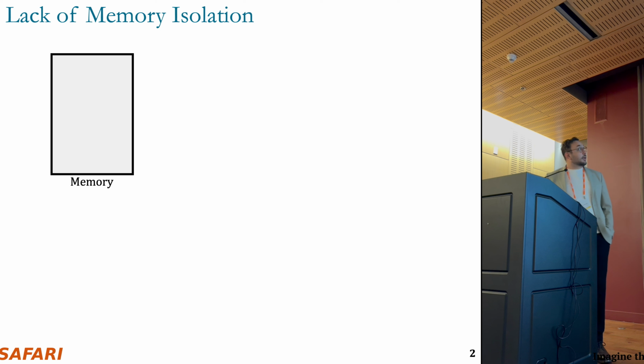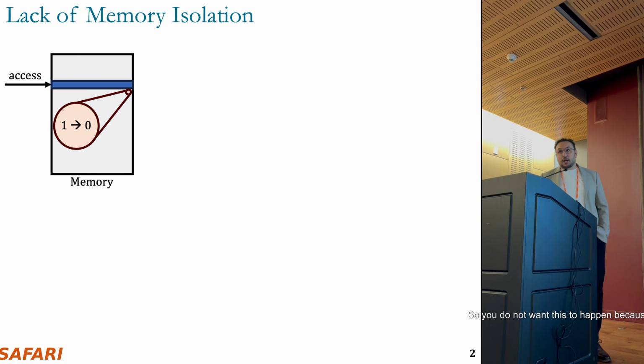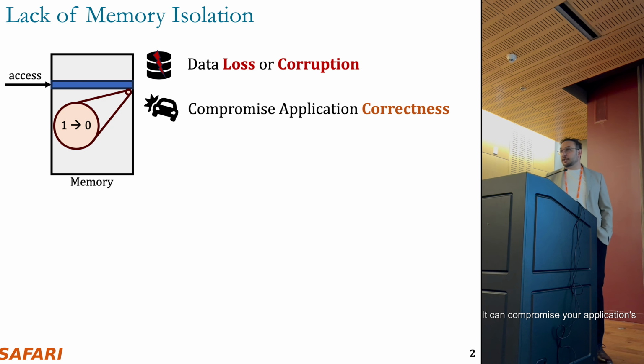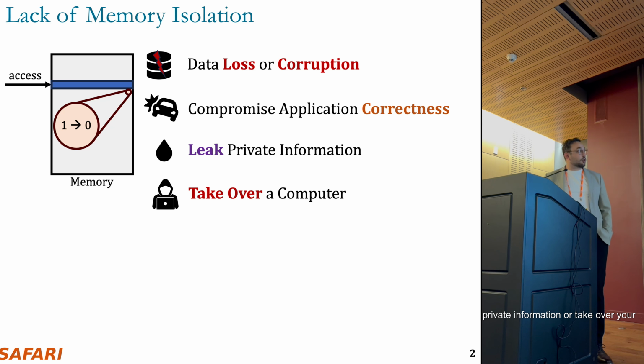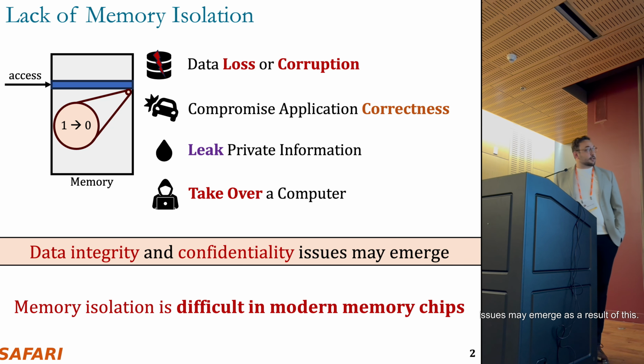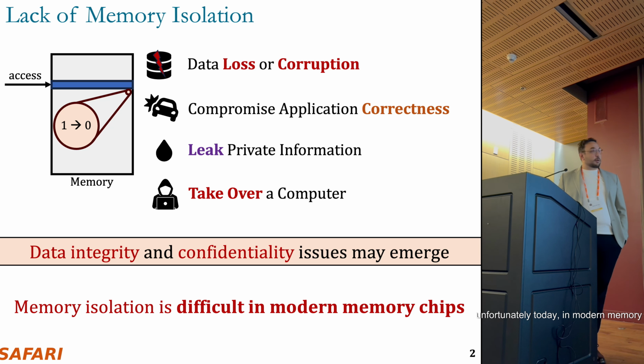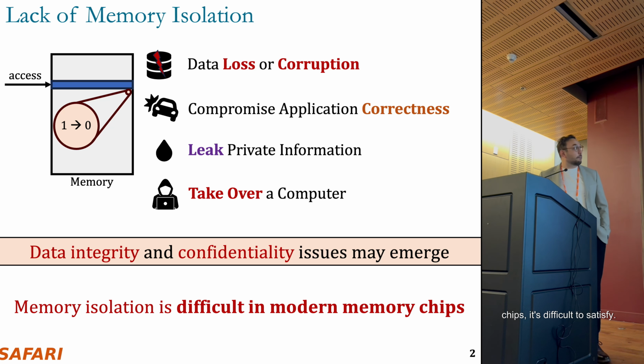Imagine that this is your memory and you perform an access to a particular location in your memory and you observe a data bit change in another location. You do not want this to happen because it might lead to data loss or corruption. It can compromise your application's correctness. It can be used against you to leak your private information or take over your computer. So data integrity and confidentiality issues may emerge as a result of this. This is a really simple principle, but unfortunately today in modern memory chips, it's difficult to satisfy.